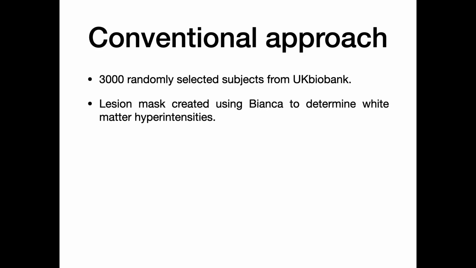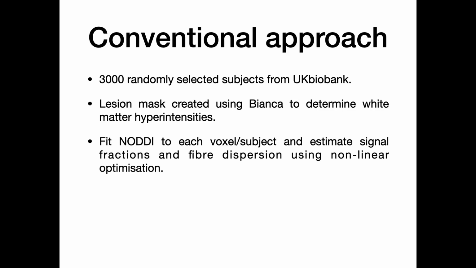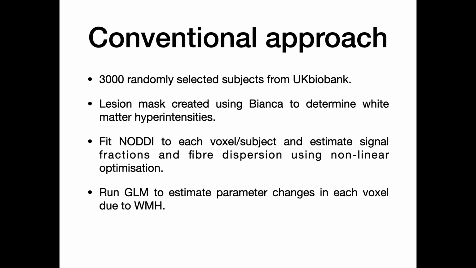To assess microstructural changes in white matter hyperintensities with NODDI, we analyzed 3,000 subjects from the UK Biobank dataset. For each subject, BIANCA was used to identify voxels with white matter hyperintensities and normal tissue. We then estimated NODDI parameters in each voxel and each subject using a nonlinear optimization approach. Finally, we applied a general linear model to compare voxels with and without white matter hyperintensities to measure the NODDI parameter differences between groups.